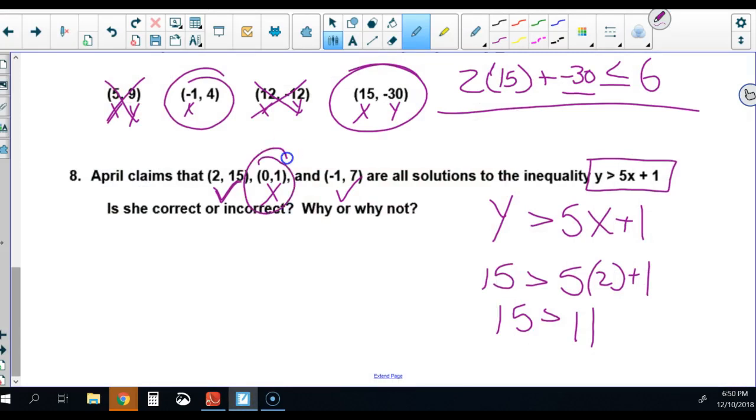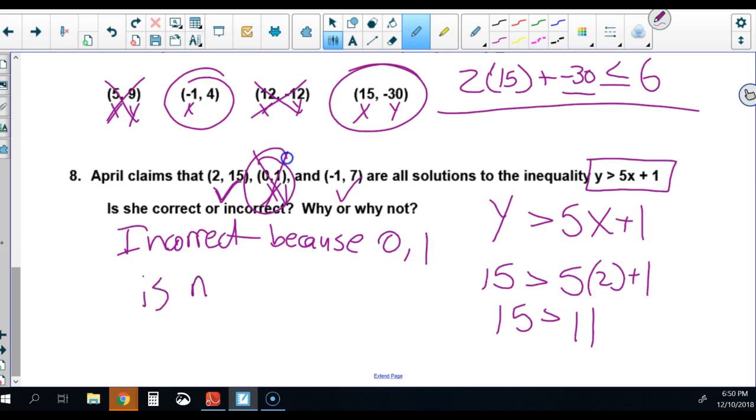But because of that one, April is wrong, or incorrect, because 0, 1 is not a solution.